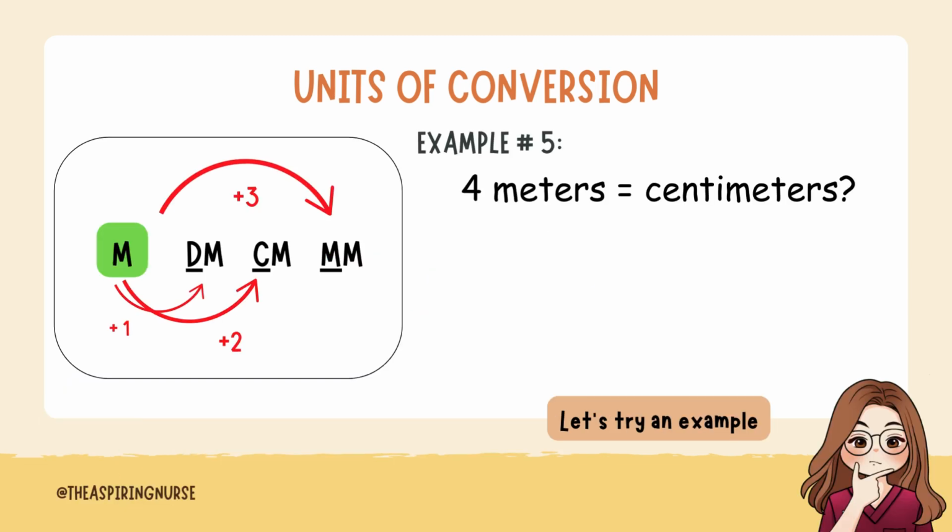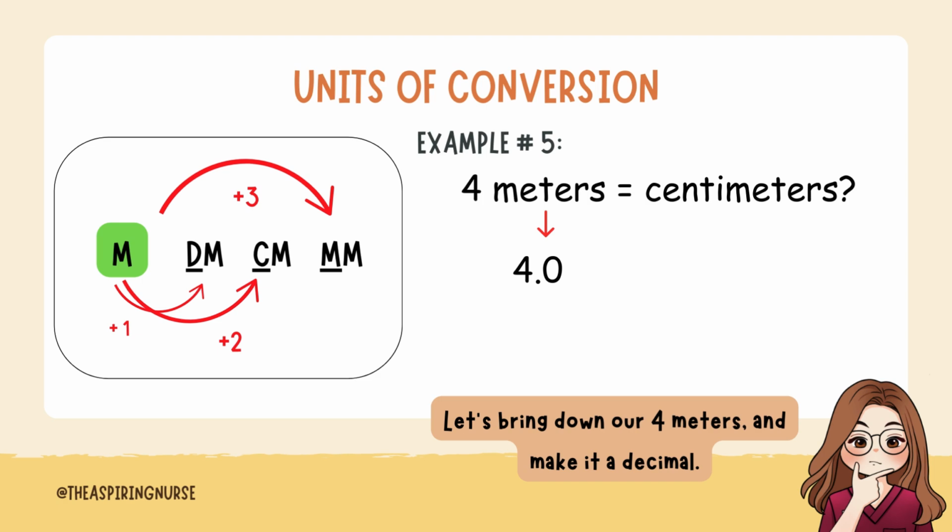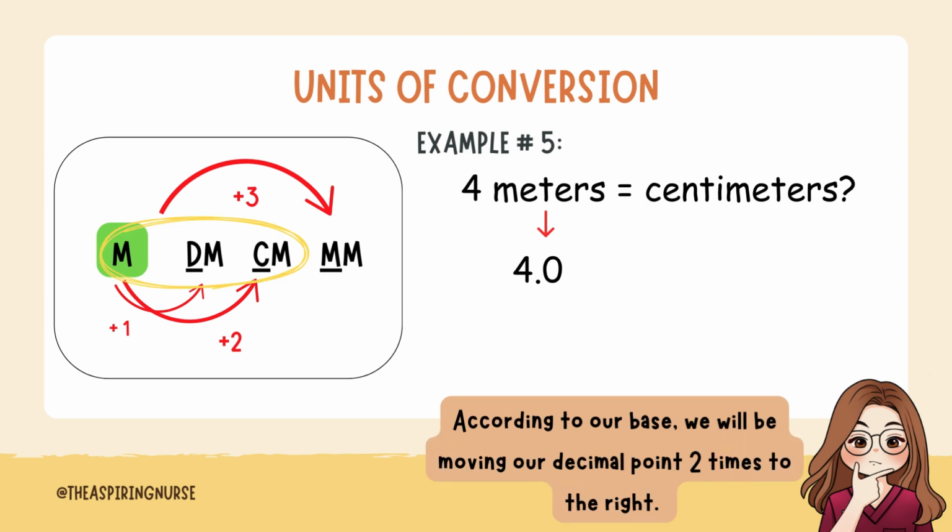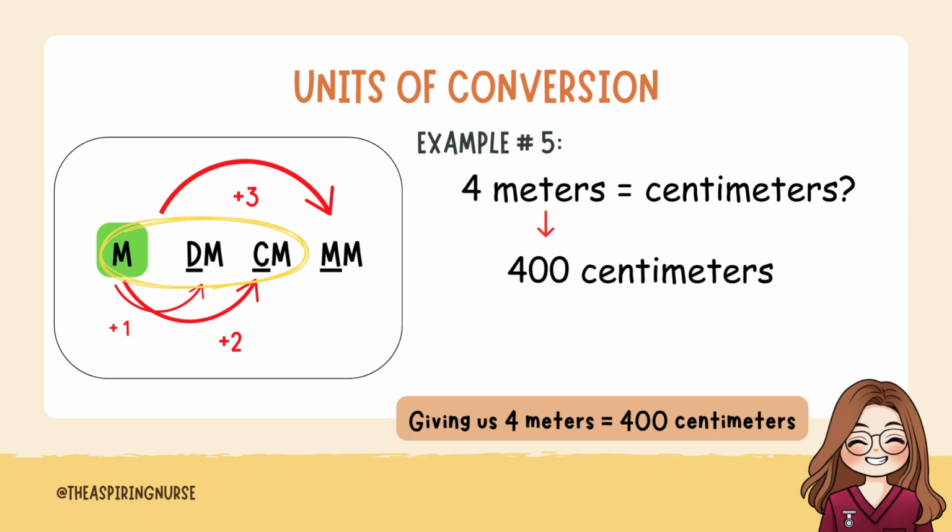Let's try an example. Let's bring down our 4 meters and make it a decimal. According to our base, we will be moving our decimal point 2 times to the right, giving us 4 meters equals 400 centimeters.